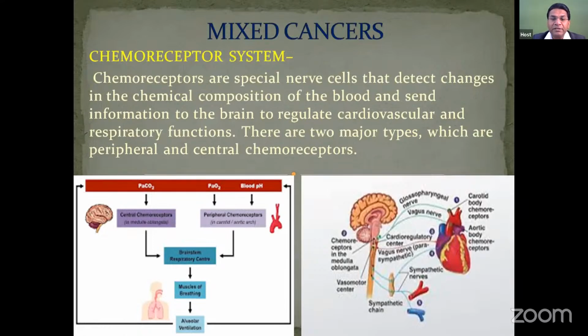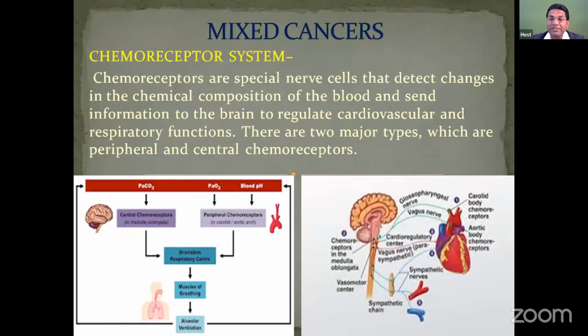So chemoreceptors. Chemoreceptors are special nerve cells that detect changes in the chemical composition of the blood and send information to the brain to regulate cardiovascular and respiratory function. There are two major types, which are peripheral and central chemoreceptors.